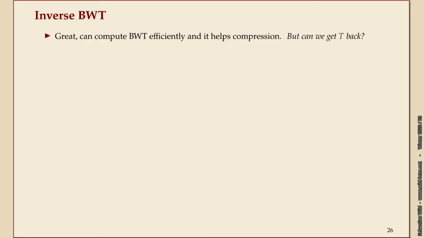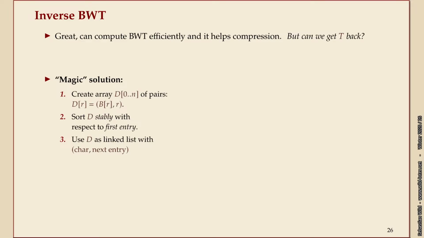Well, for the BWT, that's not the case. We can get the text back. Let me first show you how and not tell you yet why, because I think the aha moment is bigger that way. So here's the magic solution. You take your BWT. Now you build these curious objects of pairs of a character and a number. The first is the character at the BWT at position R, and the second is that position.